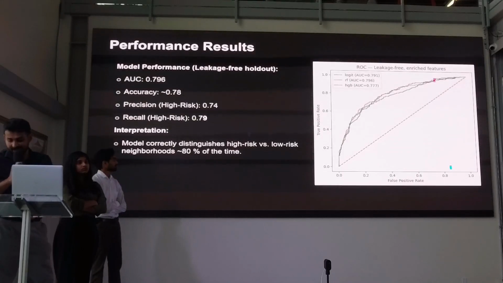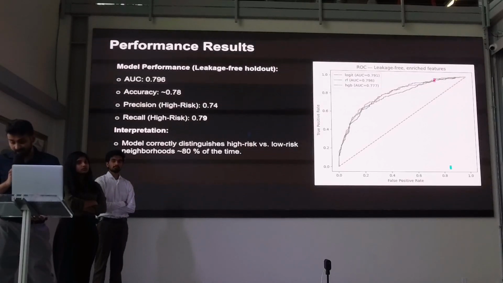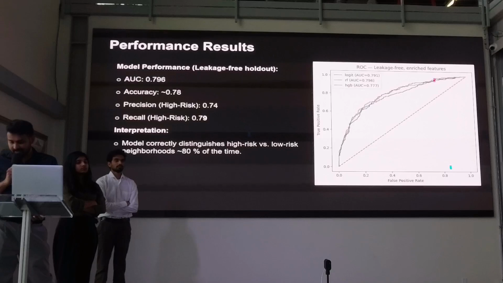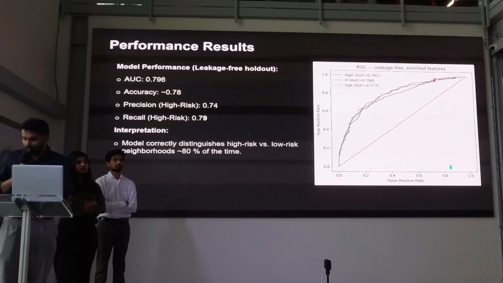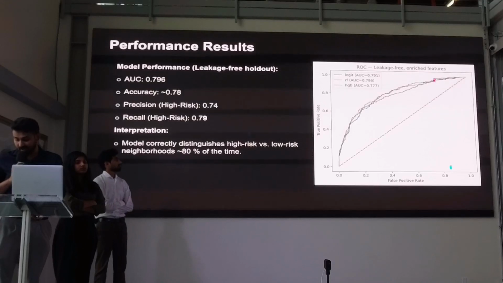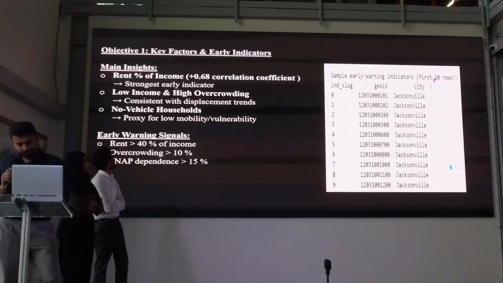before displacement happens. The random forest model uses socio-economic and housing indicators like rent burden, income, subsidy expiration, vehicle access, and overcrowding to predict which neighborhoods are most at risk of housing displacement.